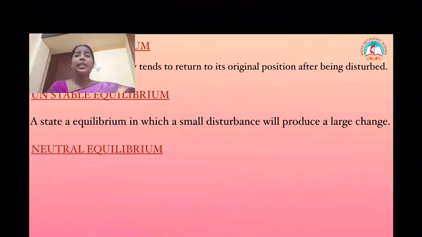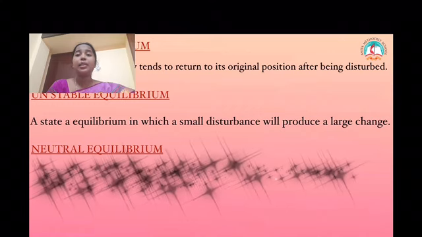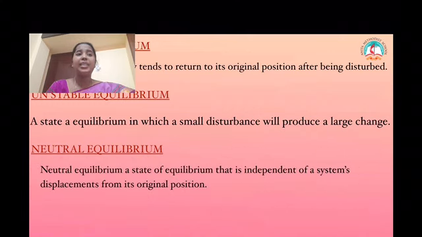What is neutral equilibrium? If an object is slightly disturbed and it remains in a new position, we call it a neutral equilibrium. For example, a marble on a flat horizontal surface, or a ball placed on a horizontal surface. These are examples of neutral equilibrium.